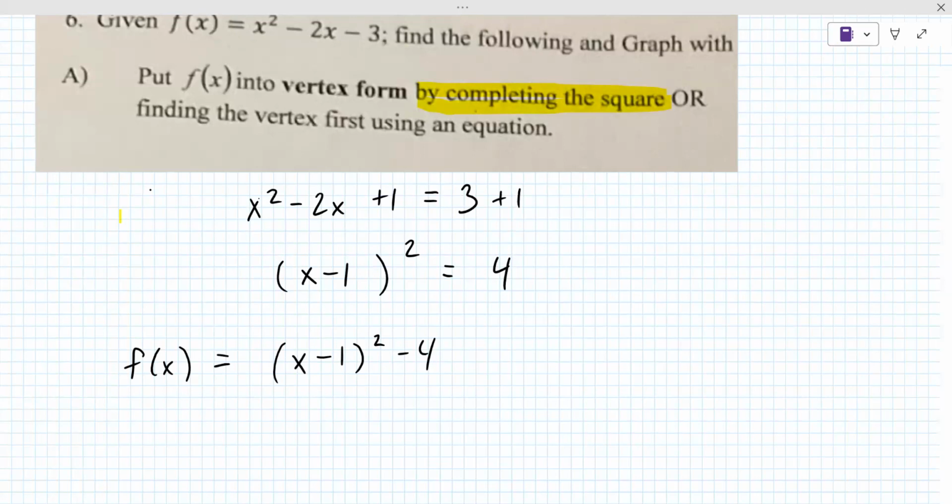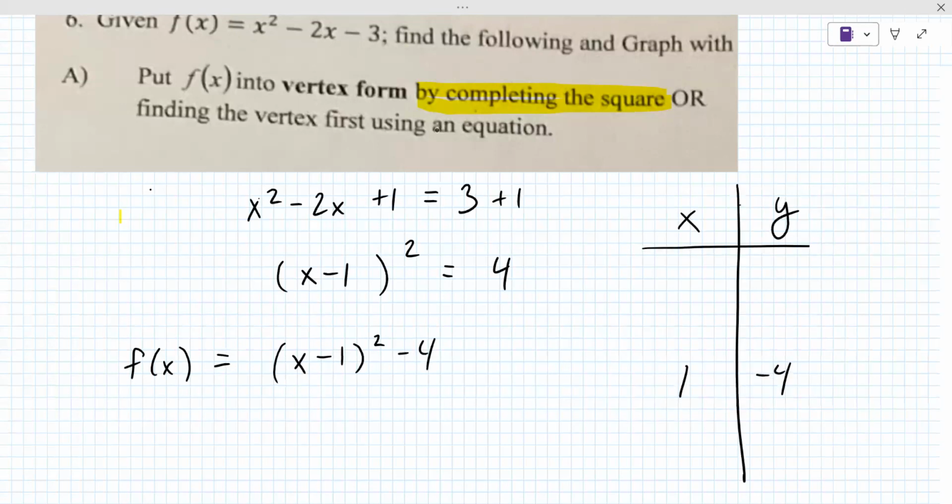All right, now we're going to graph it next. 5 good points, 5 good points. So your table here, 5 good points. It's always best to start with the vertex. What is the vertex of this thing? 1 and -4. The one inside parentheses is always kind of the opposite of what you think it should be. Oh yeah. So 1 and -4.